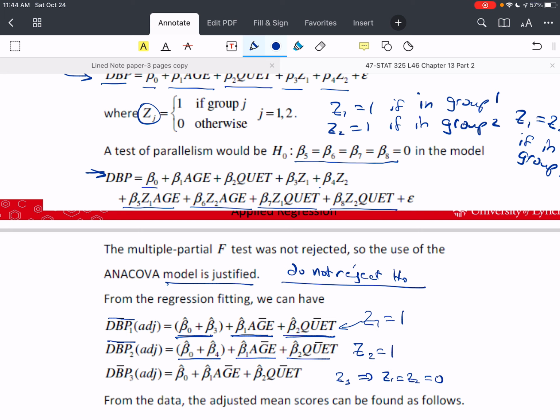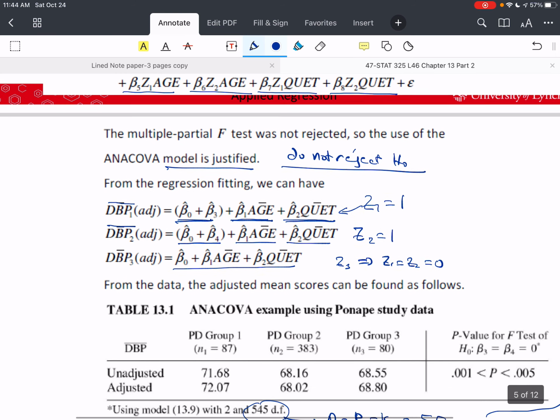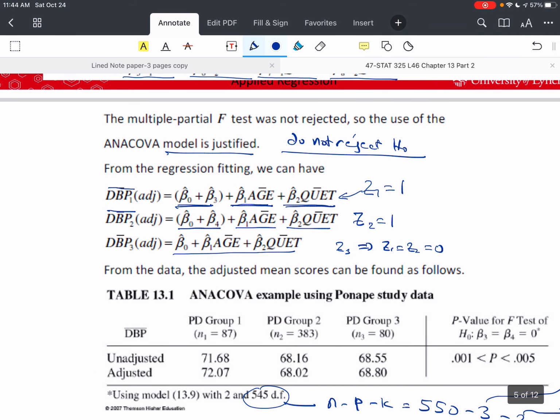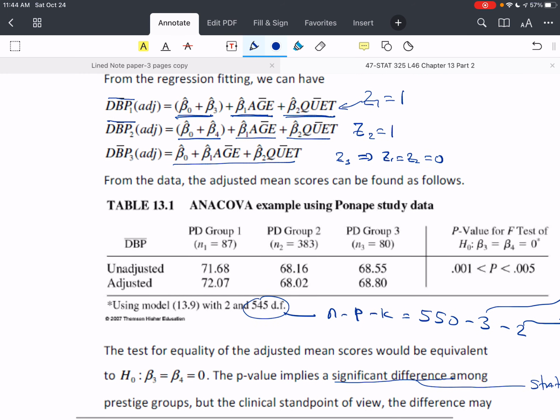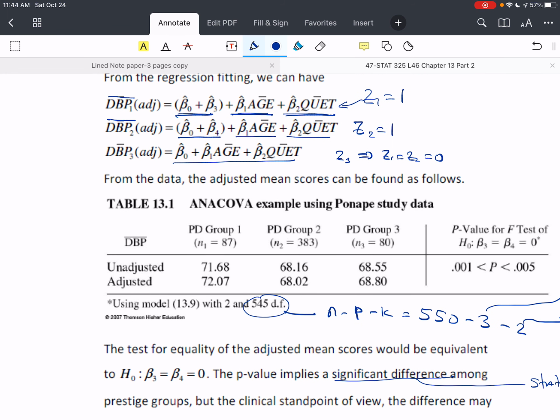And so we're left with just beta naught plus beta 1 hat plus beta 2 hat q it. Okay. So now, using the data, the adjusted mean scores can be found this way. So we have the unadjusted and we have the adjusted. So this is in group 1, the prestige group 1. This is group 2. This is group 3. And so we had 87 for N1, 383 in group 2, and only 80 in group 3.